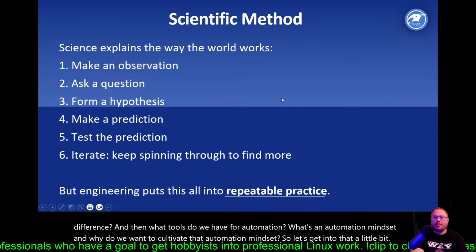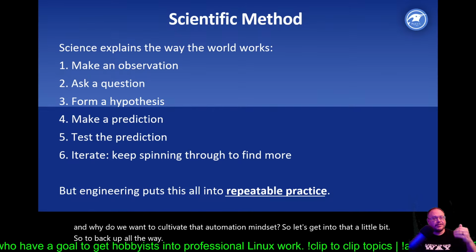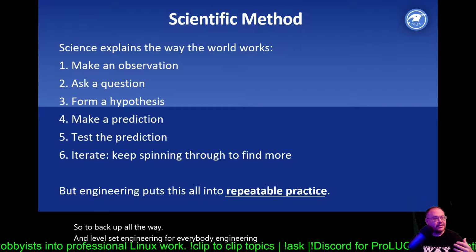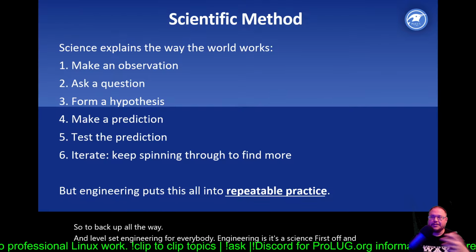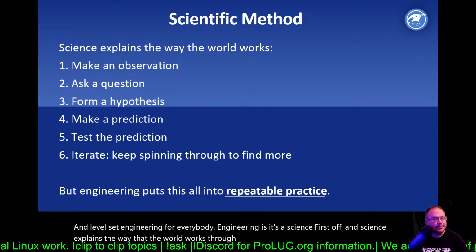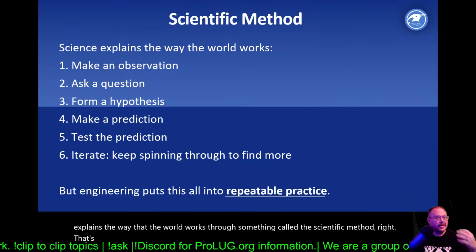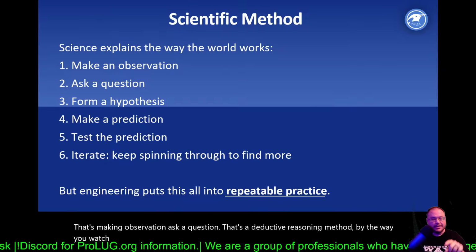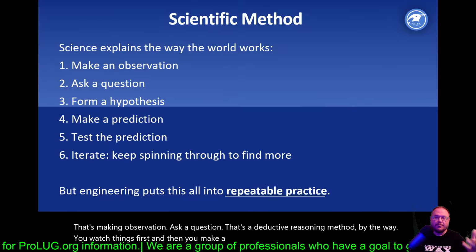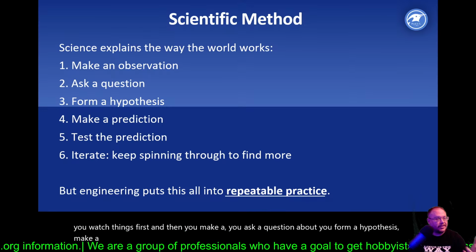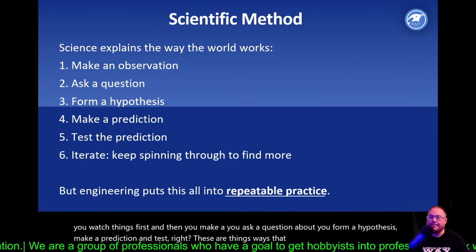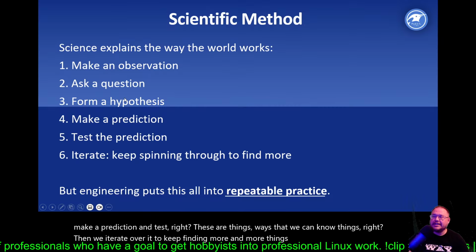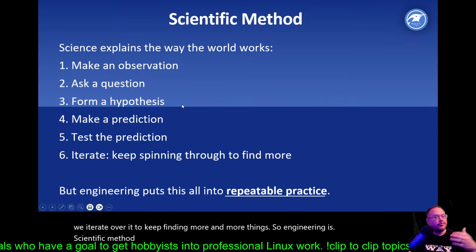So to back up all the way and level set engineering for everybody, engineering is, first off, a science. And science explains the way that the world works through something called the scientific method, right? That's make an observation, ask a question. That's a deductive reasoning method, by the way. You watch things first, and then you ask a question about it. You form a hypothesis, make a prediction, and test, right? These are ways that we can know things. Then we iterate over it to keep finding more and more things. So engineering is the scientific method being put into real practice.